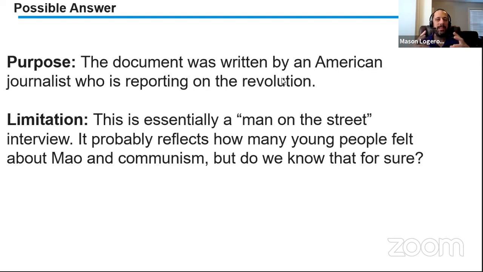Now, anytime you see something like that, you have to ask yourself, wait a minute, this one person is saying this, and okay, they believe it. But does that mean that everybody in China thought this? Or that all teenagers in China thought this?